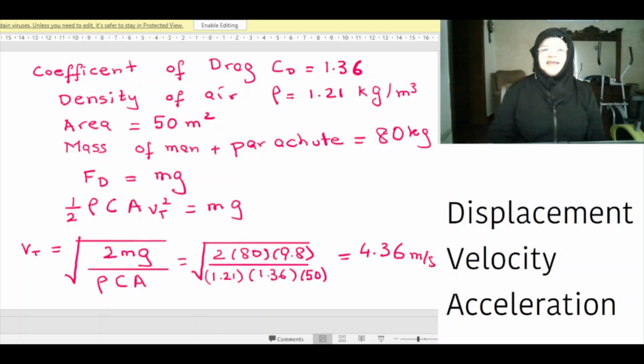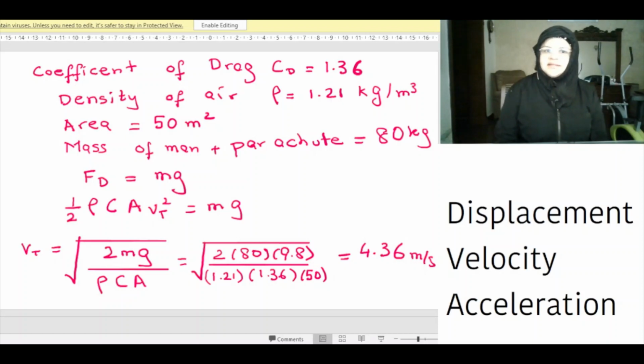Let's consider the case when the parachute is open. In this case, the coefficient of drag CD becomes 1.36. The density of air rho remains the same, which is equal to 1.21 kilograms per meter cubed. The area increases greatly once the parachute is open. The area is equal to 50 meters squared. Mass of man plus parachute is equal to 80 kg.